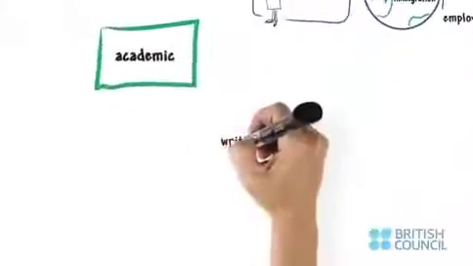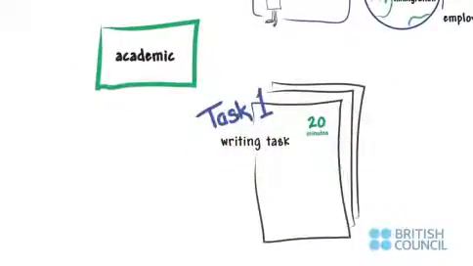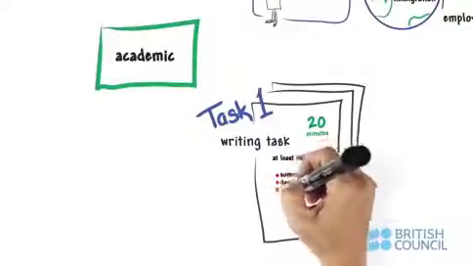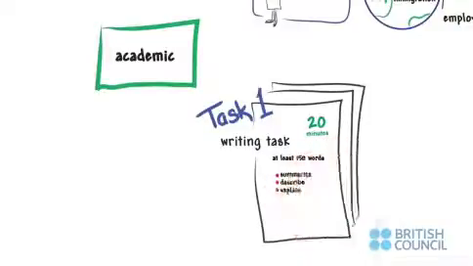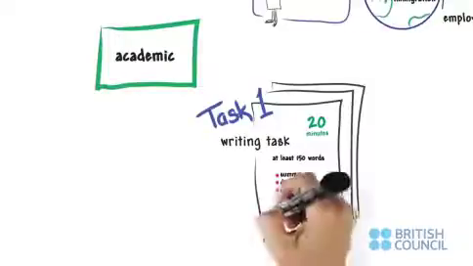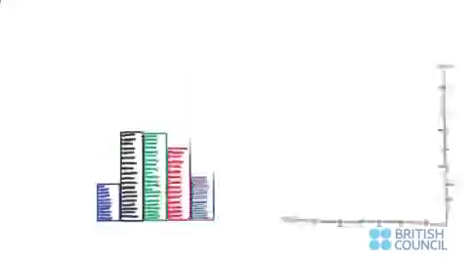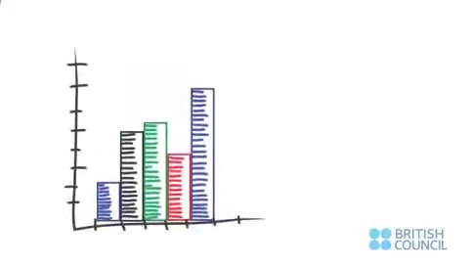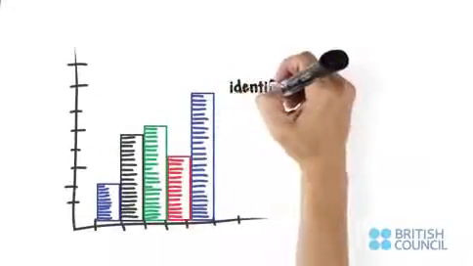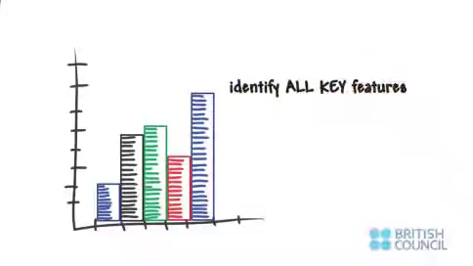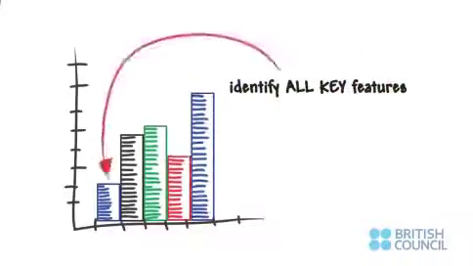In the academic module, there is a writing task of at least 150 words where you should summarize, describe, or explain a table, graph, or diagram. You might be expected to make comparisons too. Successfully negotiating this academic task 1 means you will need to identify all the key features in the diagram. You might lose marks if important details are left out.